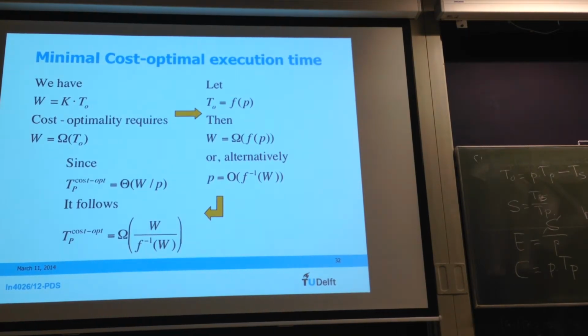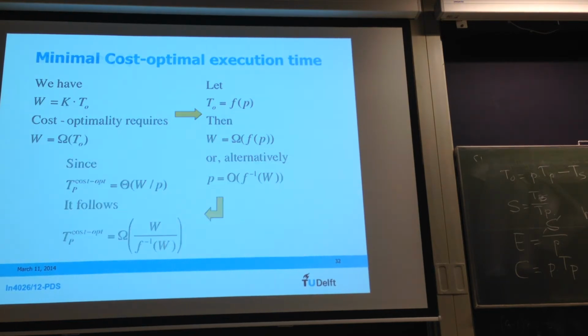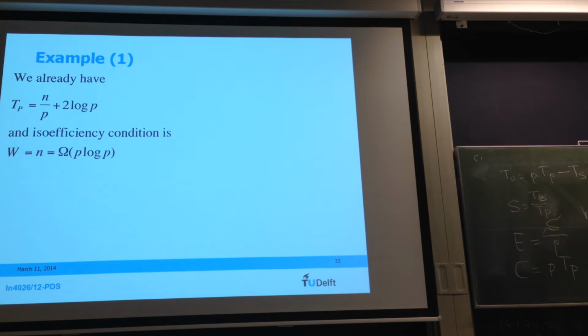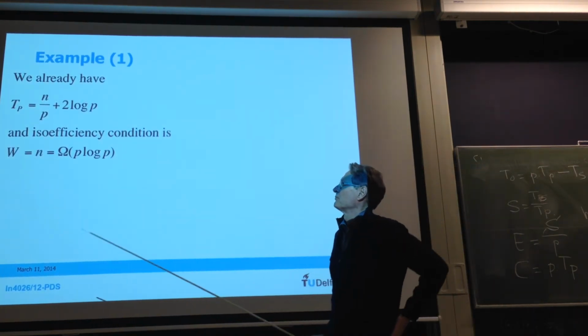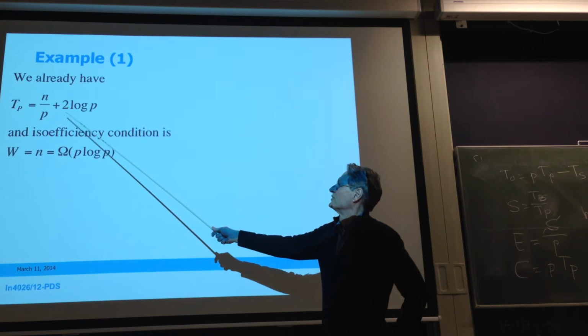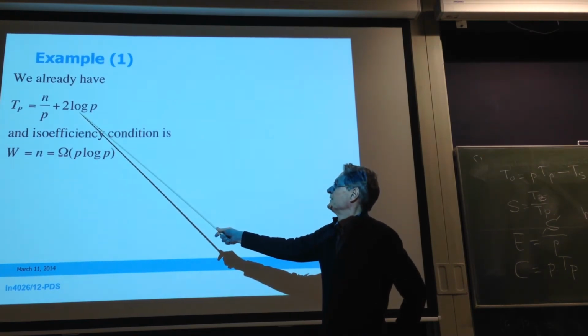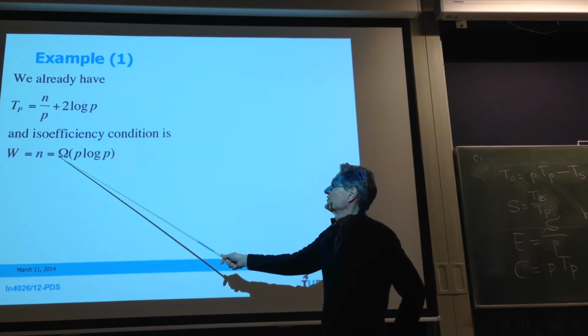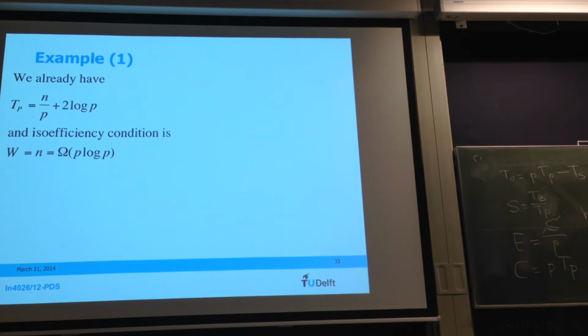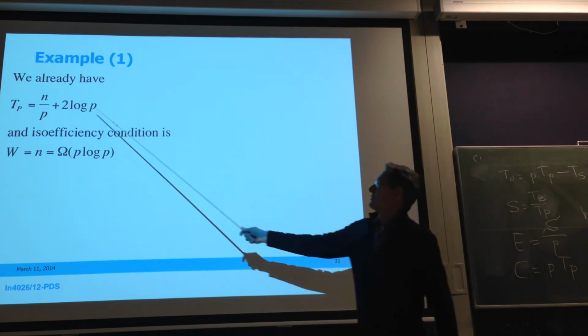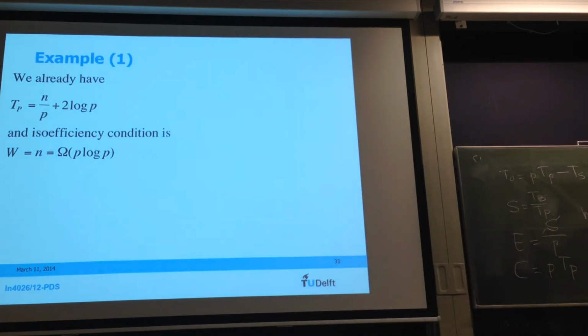Let's see how this works in practice on an example. We go back to the example of adding n numbers on p processors. We have derived that the parallel execution time is n over p plus 2 log p, and that the iso-efficiency condition is n is lower bounded by p log p. That's our starting point. But what we have to do is get rid of this p in the expression, because otherwise we're going nowhere. So what are we going to do?